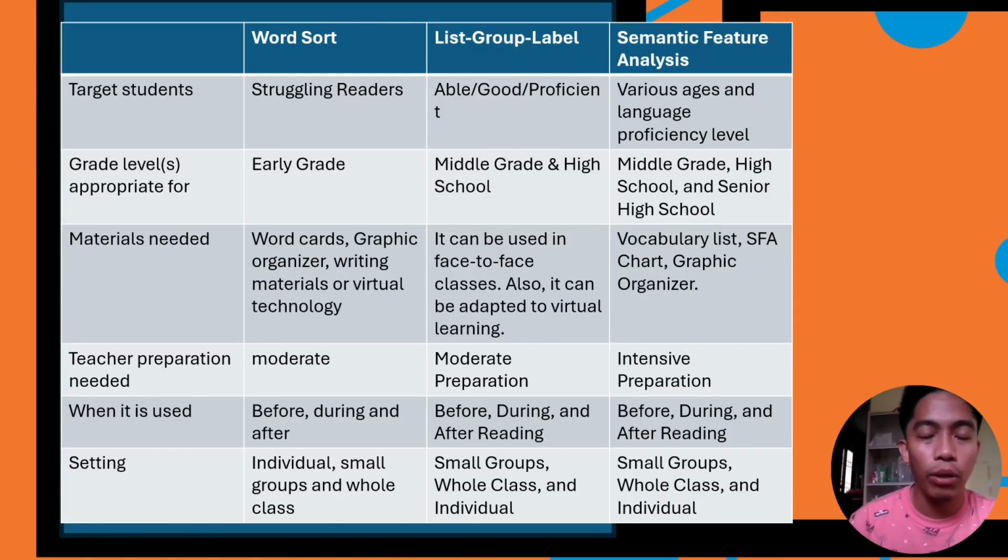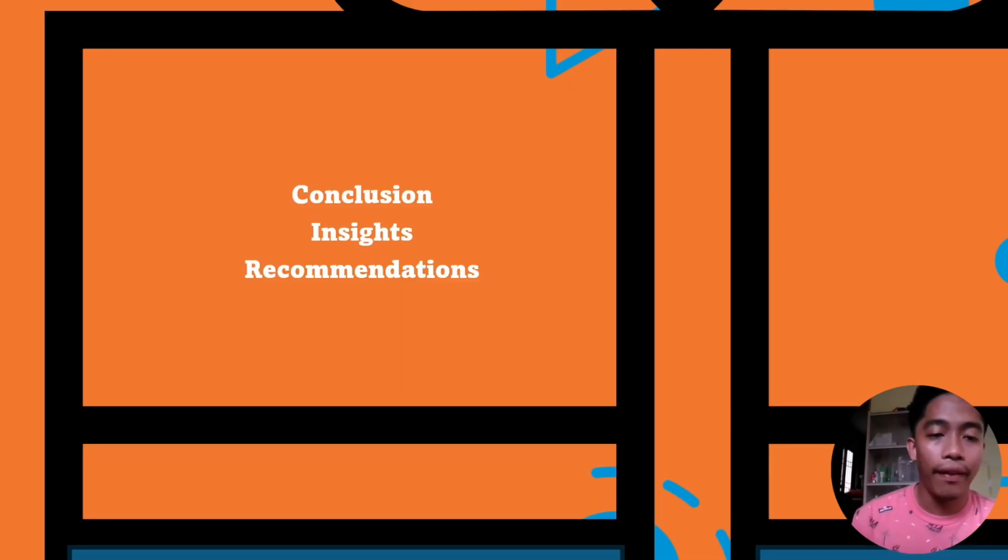Okay, so the table shows the three different instructional strategies for teaching reading and vocabulary skills, which are word sort, list group label, and semantic feature analysis. So the three instructional strategies mentioned provide different approaches to teaching reading and vocabulary skills. Word sort is suitable for struggling readers in early grades and focuses on word recognition and categorization.